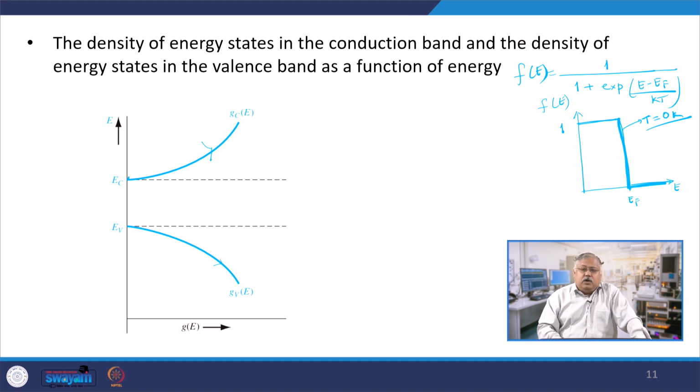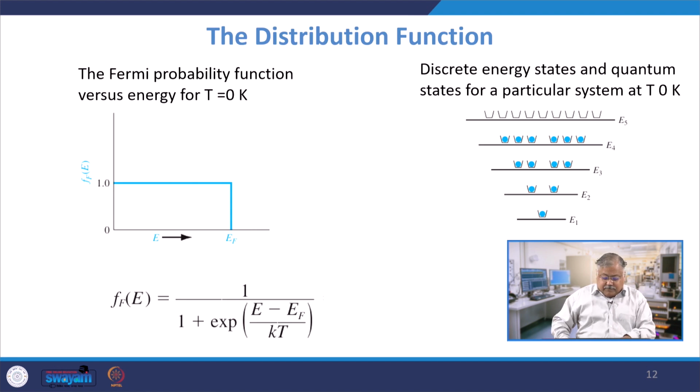Any energy state below EF will always be occupied, and therefore will have a probability of 1. Any energy state above EF will always be empty, and therefore the probability will be equal to 0. This is what I have drawn, you see, the same thing which I have shown.